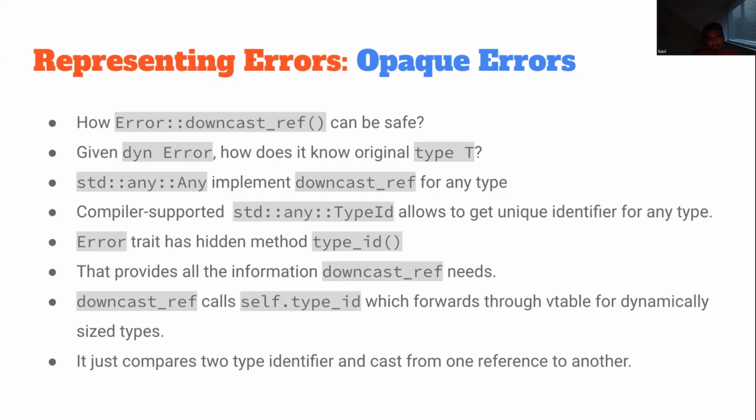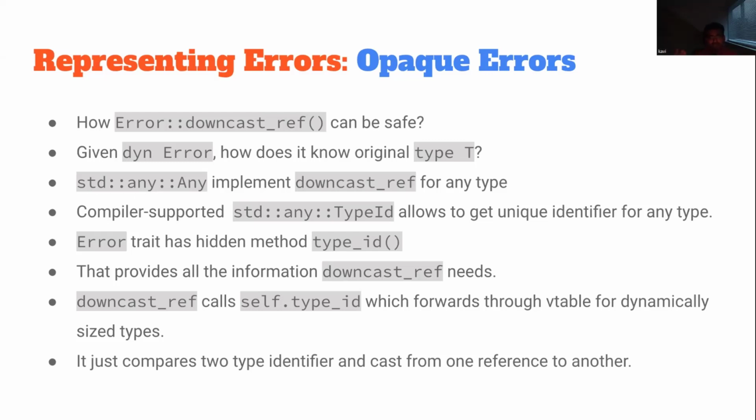So then the error trait has this hidden method. It's not exposed, it's not like the source method that can be called by anyone. It's a hidden method, type_id, which gets this unique identifier for the type that is passed into it. So what downcast_ref will do is call this type_id method internally to get the type ID and then compare it with the target type. In our case, it can be the concrete type that actually implemented it.